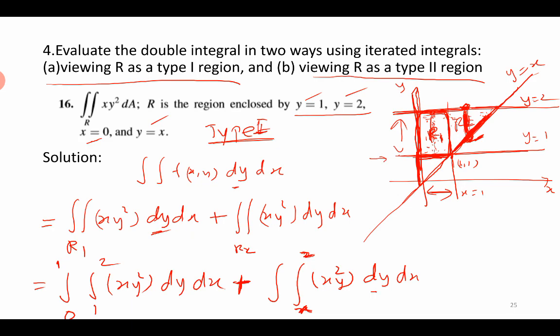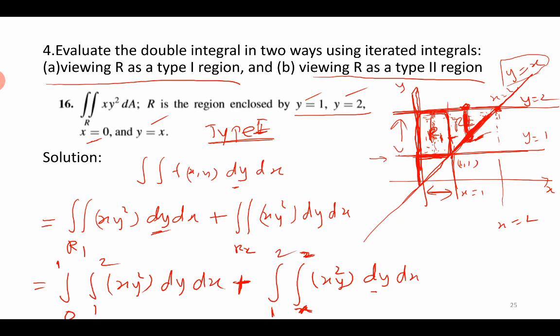Obviously x should be constant. So x starts from 1. This region starts when x is equal to 1 and ends when y is equal to 2. At this point x should also be 2 because y and x are equal. So this line should be x is equal to 2. Therefore this is 1 to 2.